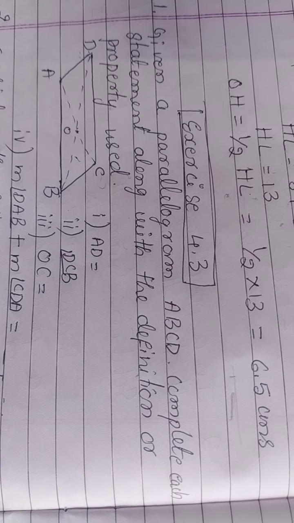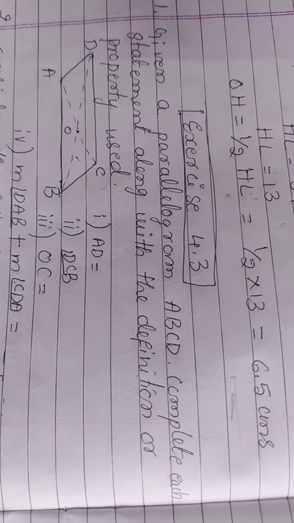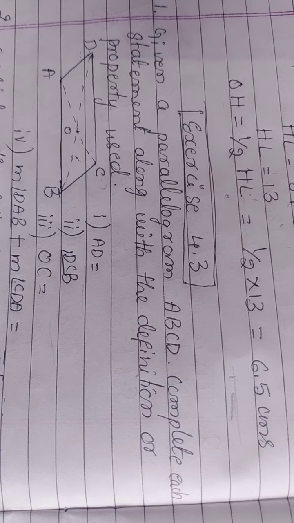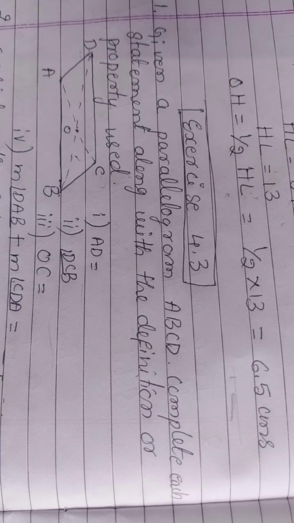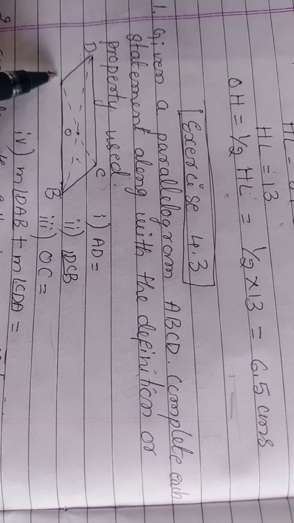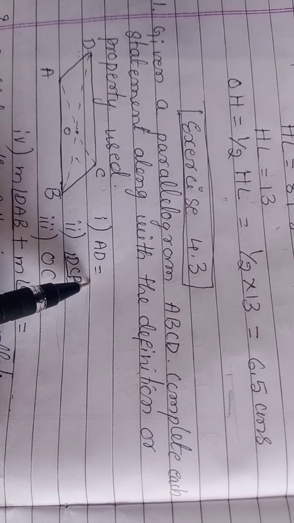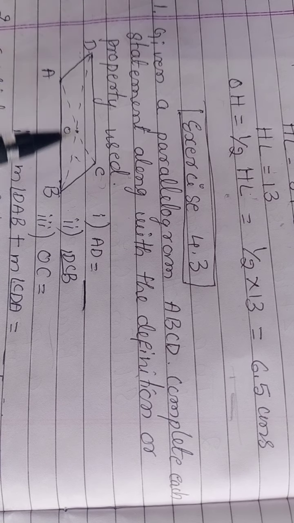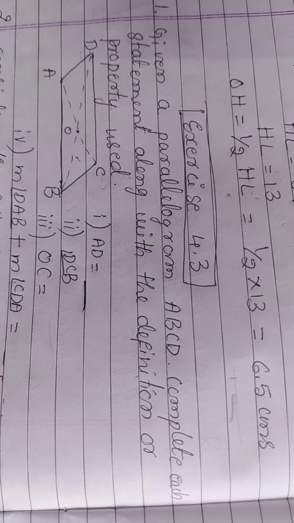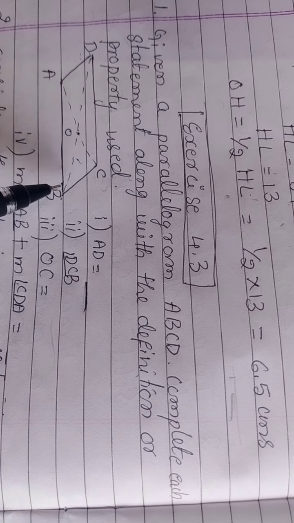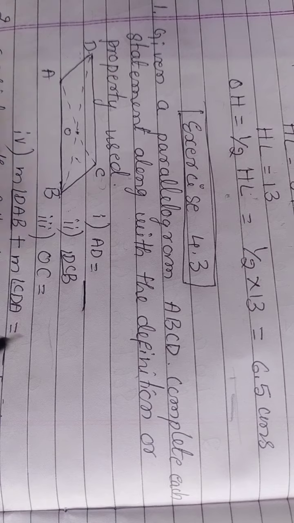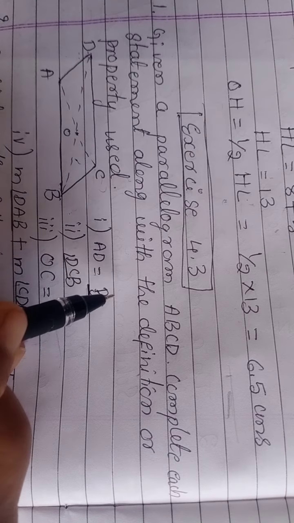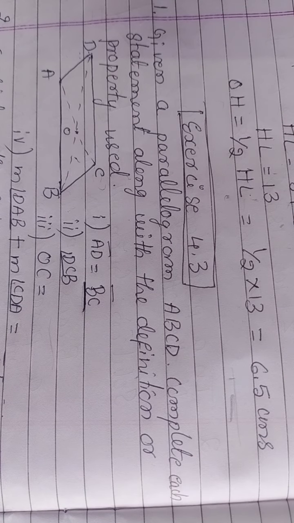So this is the picture. They have given certain things and they have left the blanks. You have to fill the blanks, children. So here, first they have given AD will be equal to dash. So what is the property of a parallelogram? Opposite sides are equal. Now for AD, which is the opposite side? BC is the opposite side. So here AD will be equal to what? BC. First fill up over.